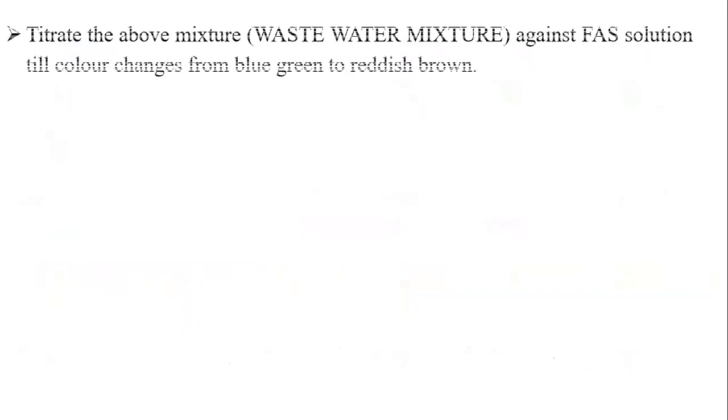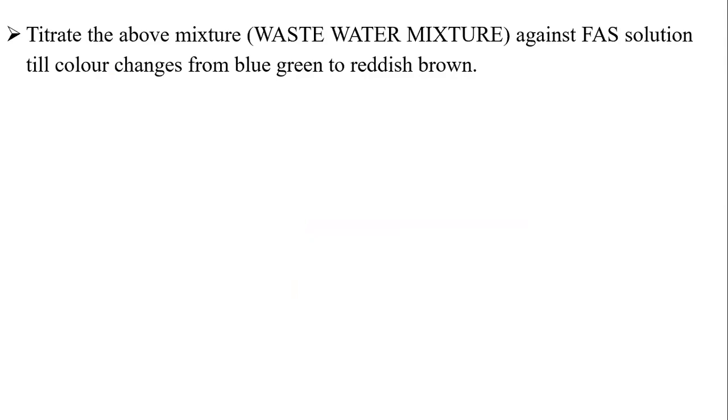Next, after adding the indicator, you titrate the mixture. After refluxing the conical flask, you titrate against the standard solution, ferrous ammonium sulfate, FAS, also called Mohr's solution. How long do you titrate? Once you add the indicator to the wastewater solution, it develops a bluish green color. Titrate until complete oxidation of the waste. At complete oxidation, the color of ferroin changes to reddish brown, which indicates the reaction is completed.